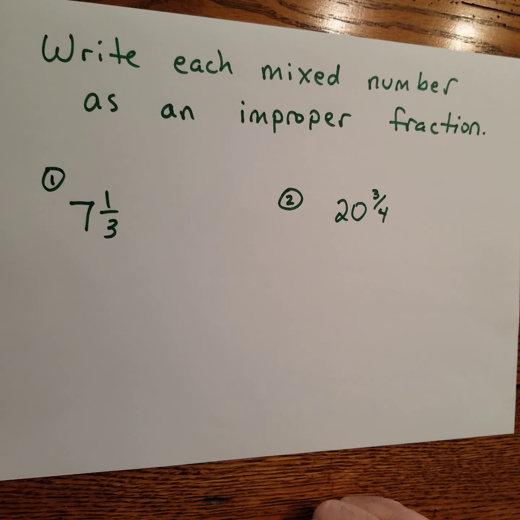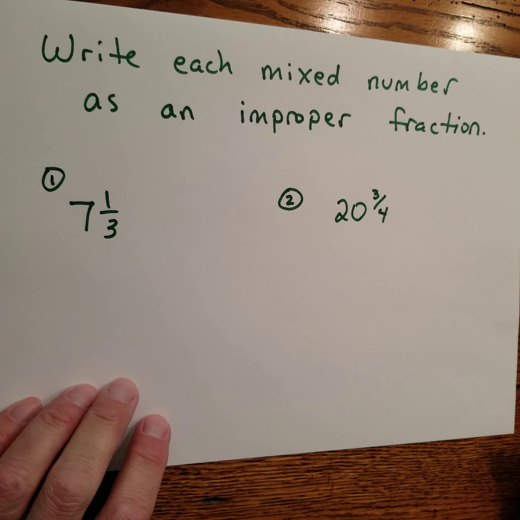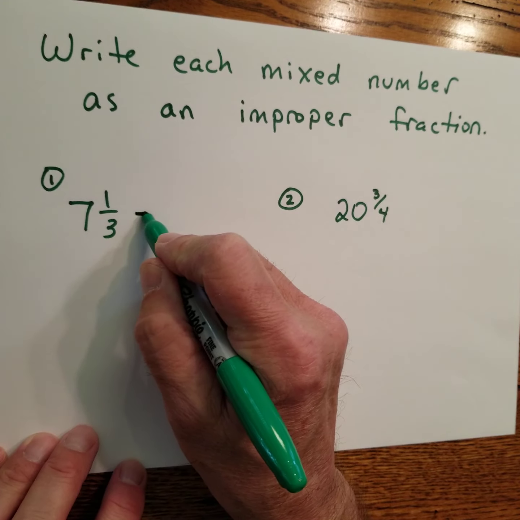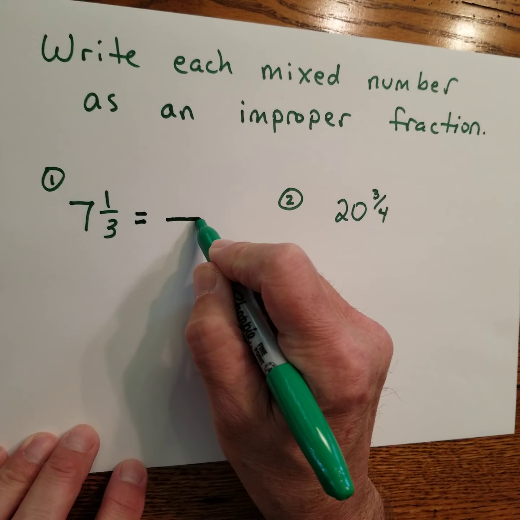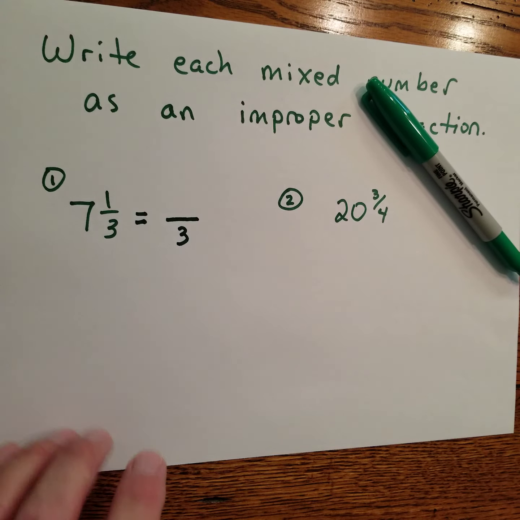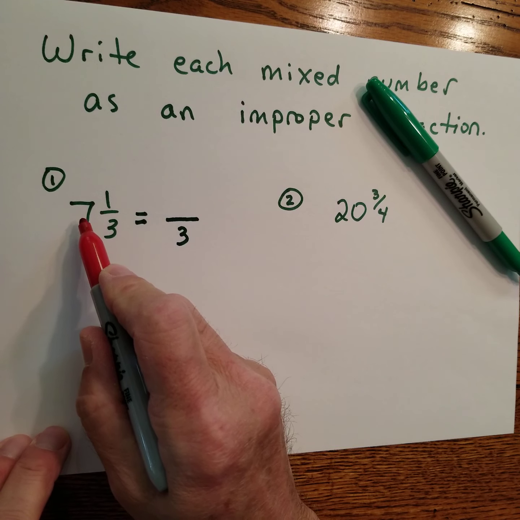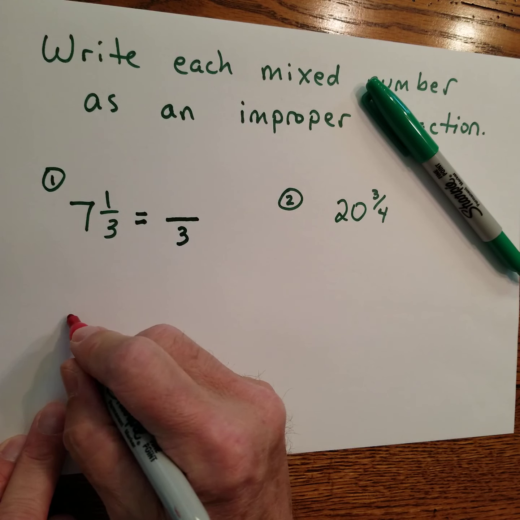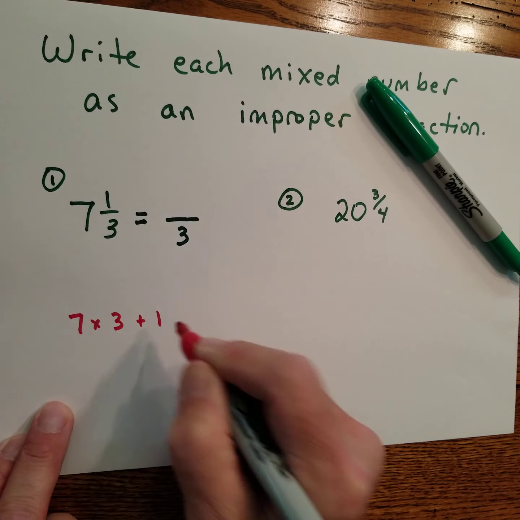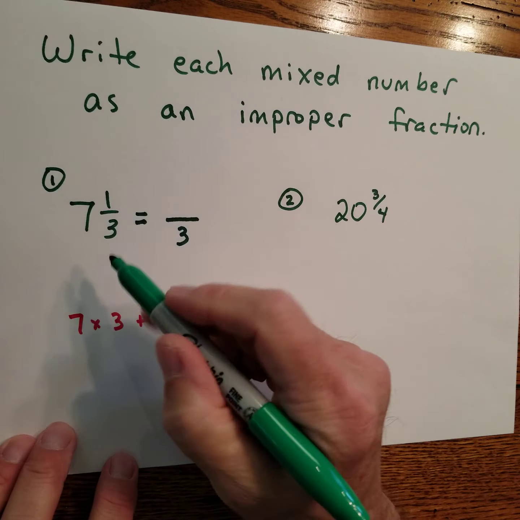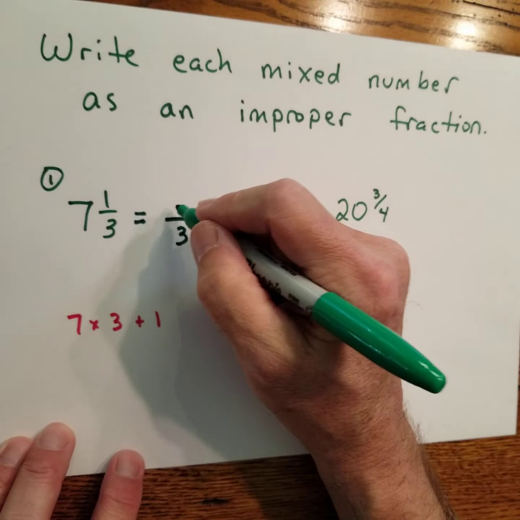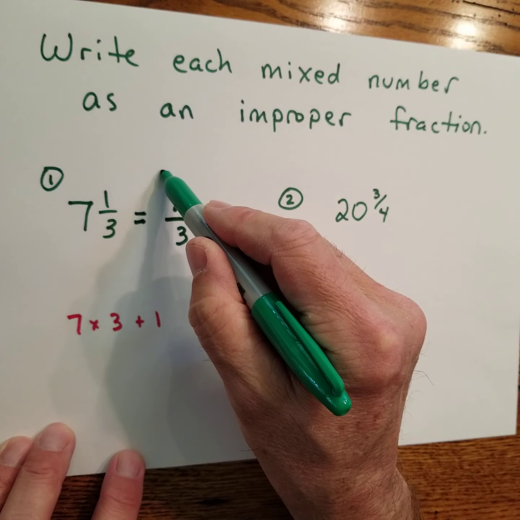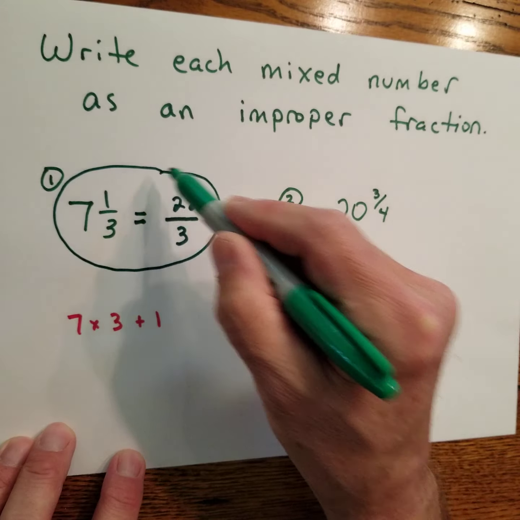In this video, we'll review the three kinds of problems concerning fractions that we've looked at so far. First, can you write each of these mixed numbers as an improper fraction? Here's the steps. I know that the denominator remains a 3. To get the numerator, it's 7 times 3 plus 1. 7 times 3 is 21, plus 1 is 22. 7 1/3 is the same as 22/3.